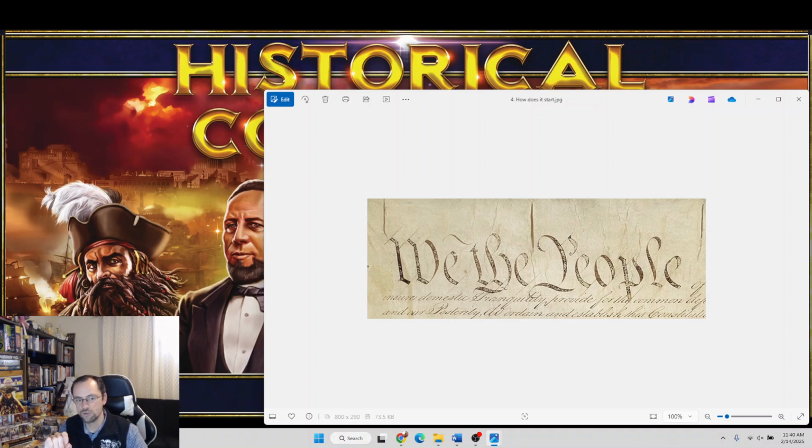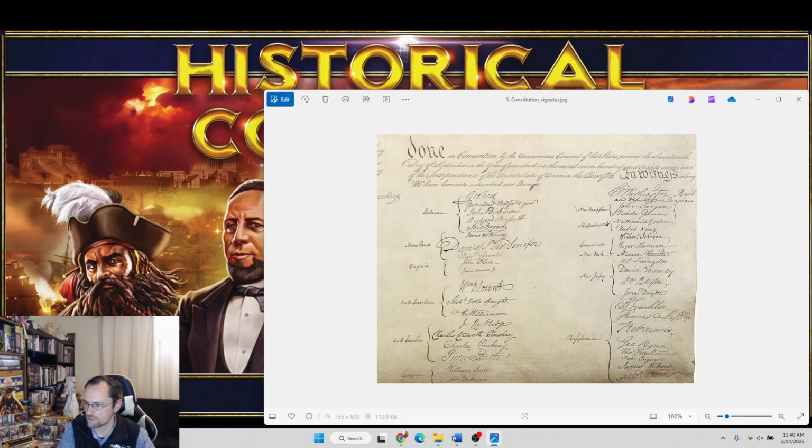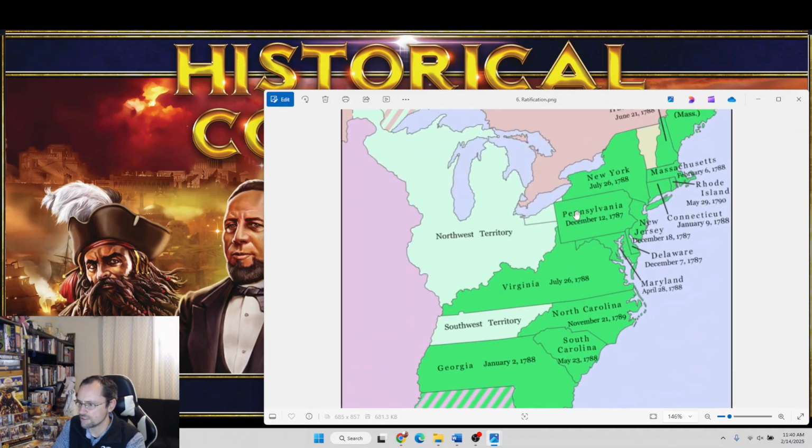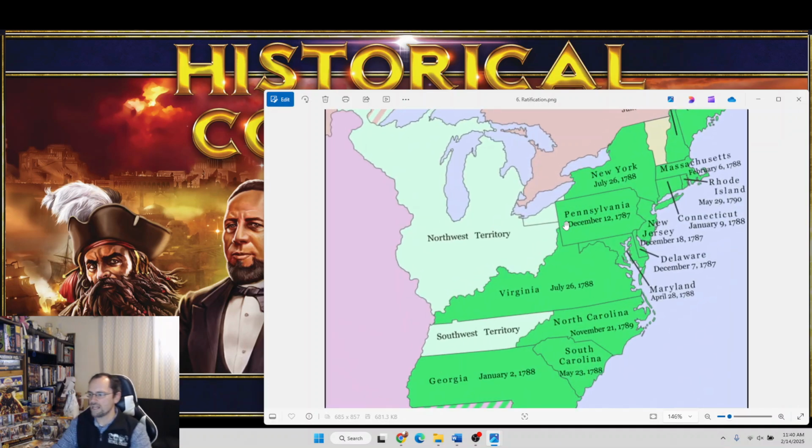So the Constitution is ratified by June 21st, 1788. New Hampshire becomes the 9th state to officially accept the Constitution, officially. I've actually got a picture in here of all the states and when they actually signed it. So, 1788, Pennsylvania, after that promise, signed on.